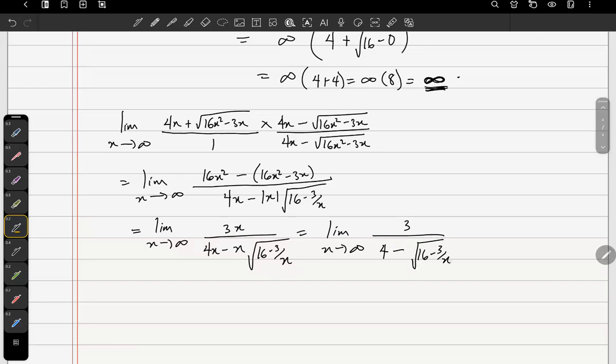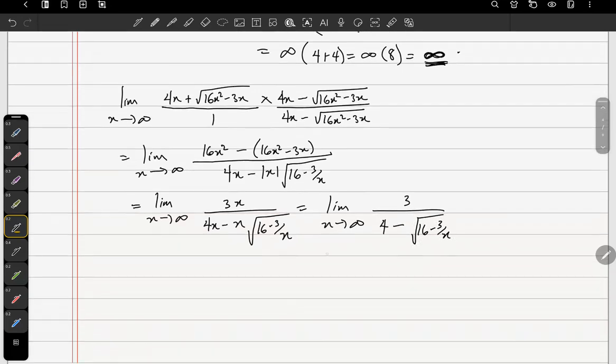This is a problem. Why is it a problem? Because we get 3 over 4 minus 4. The square root of 16 minus 3 over x as x goes to infinity is the square root of 16, which is 4. You can see that the limit is no more there because we have dropped the limit, because we have found the limit of this guy. The limit of 3 is just 3. The limit of 4 is 4. The limit of this guy here is 4. This is 3 over 0.